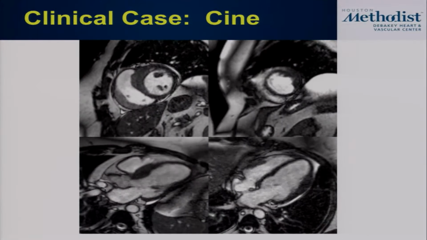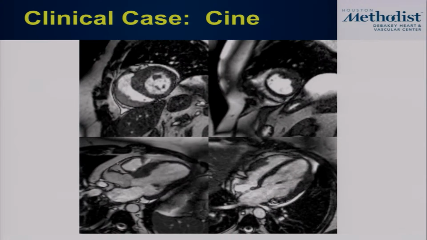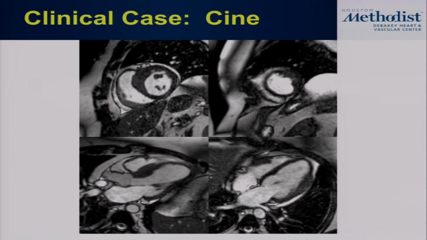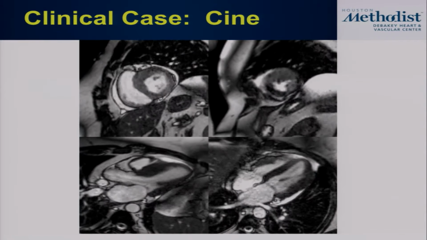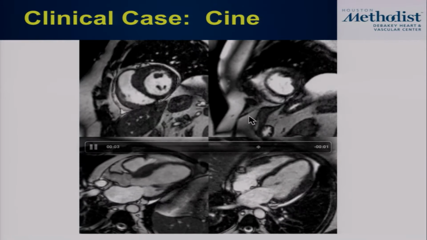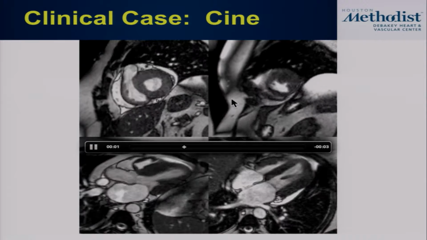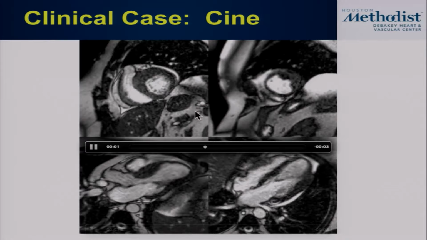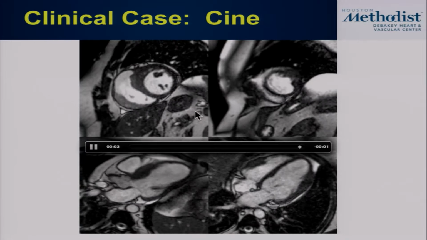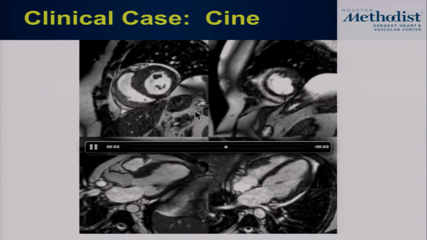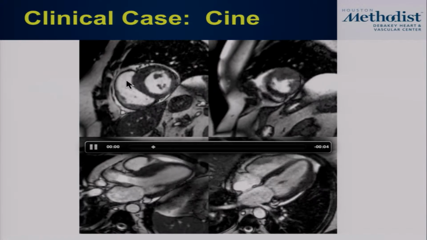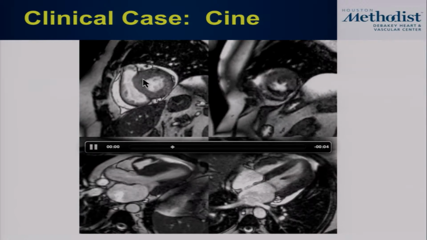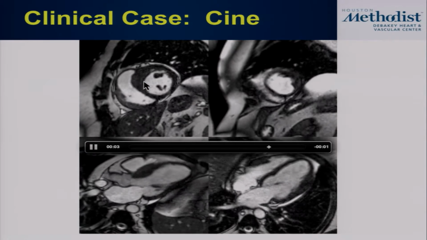So when you look at the cine MRI images, any observations that folks notice? Tanushree, since we've got you here, what do you see on the cine images? These are short axis views and these are long axis views. Tell me what you see. Okay, so there's increased wall thickness, right? Which is here in the basal septum. Okay, what else?